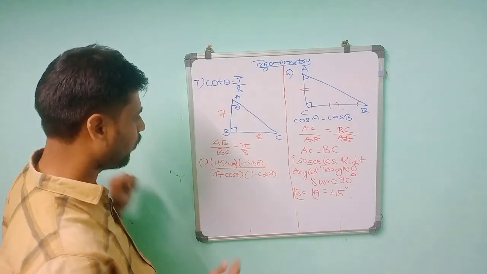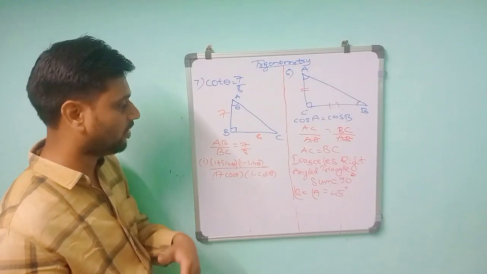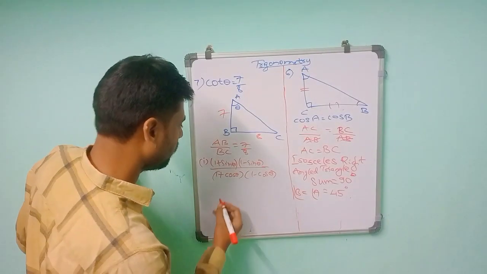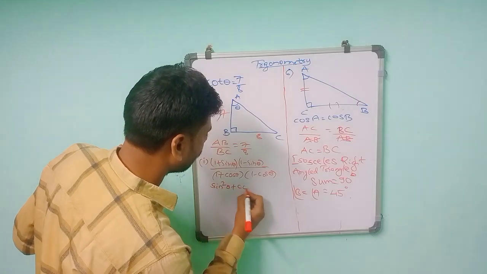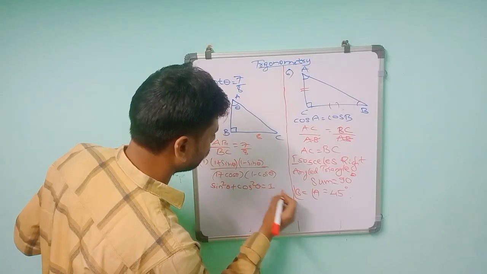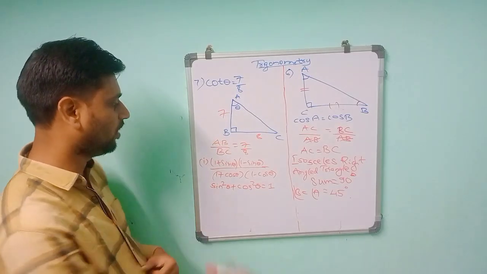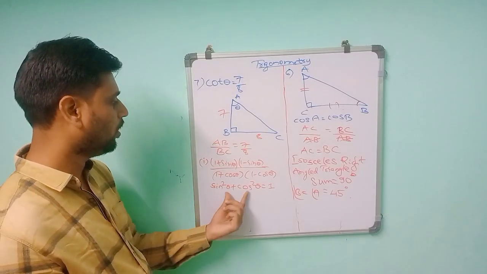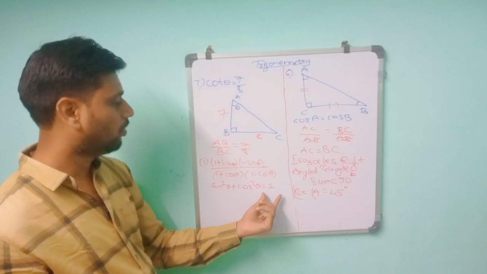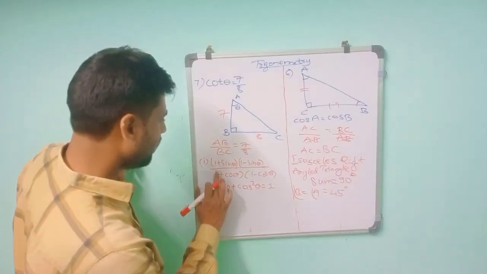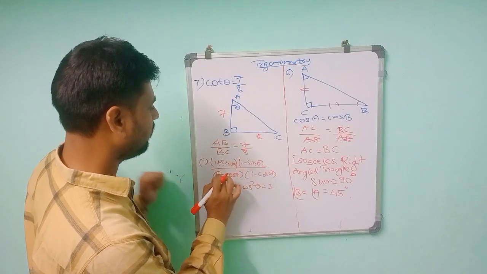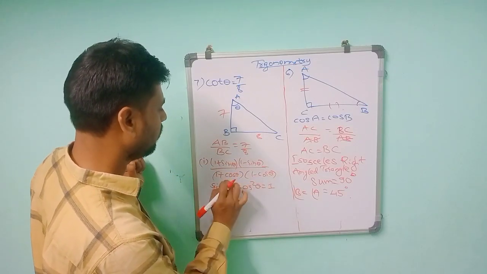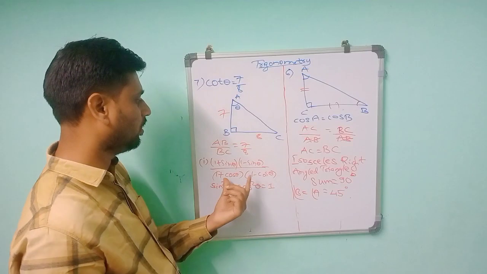For that, one formula is there, which will come in the next topic, trigonometric identities. The formula is sin square theta plus cos square theta is equal to 1. For any value of theta, the value will always be 1. Here, 1 plus sin theta, 1 minus sin theta. If you see, this is the same, this is also the same. Only the difference is in the sign.